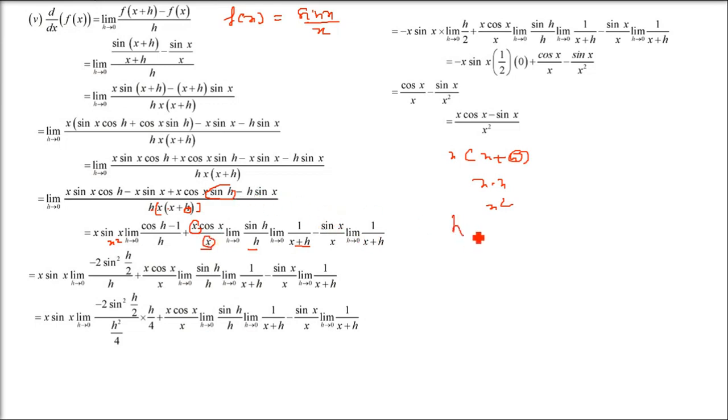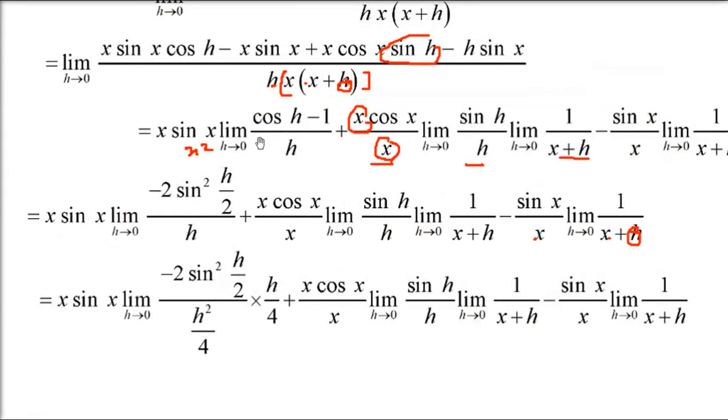Now coming to the third one, h sin x, you also have x square h. So h gets cancelled, you have sin x by x square. Eventually sin x by x square will come. So just assume that sin x by x square is going to come, because limit h tends to 0, 1 by x plus h is going to be 1 by x only. So sin x by x square will come, right? Last time we have already seen this. This is being solved. Now I am coming back to this one.